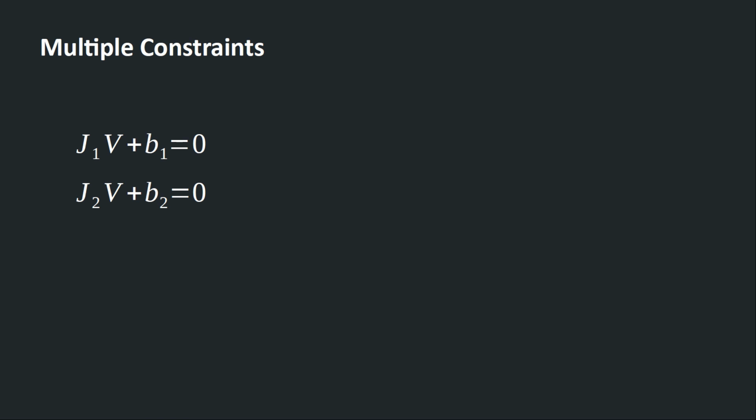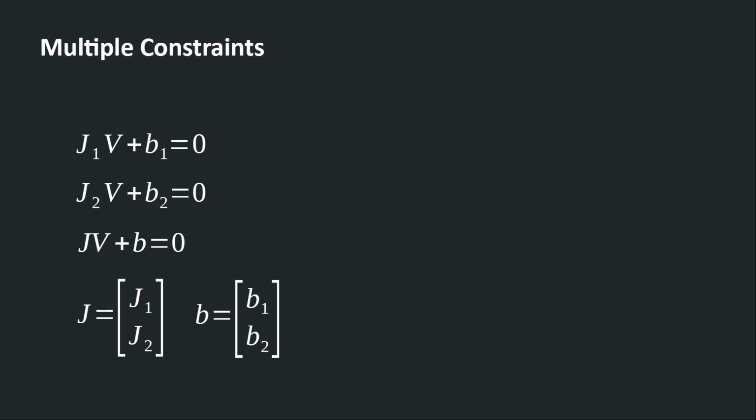How do we do that? Let's look at these two constraints. J1v plus b1 equals 0, and J2v plus b2 equals 0. We're going to collect the separate Jacobians and the separate bias terms into our general form, Jv plus b equals 0. In this case, J is J1 and J2 stacked together, so J is no longer a row matrix. J1 and J2 are individually row matrices. J is now a matrix with two rows. Similarly, now the bias term is b1 stacked with b2, so it's a 2D column vector.